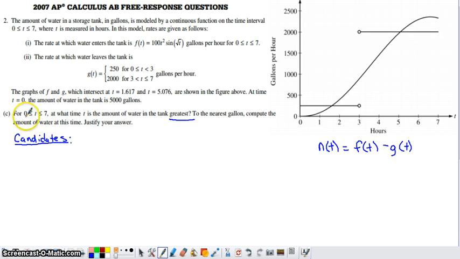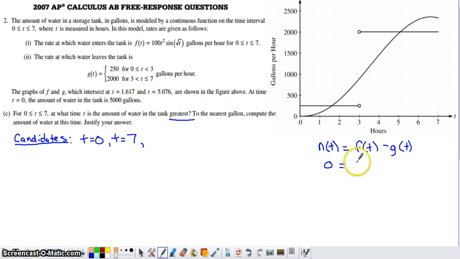We do have endpoints of an interval here. We're supposed to be concerned with the interval from 0 to 7, so our endpoints would be t equals 0 and t equals 7. Maybe the water level is greatest at the beginning of this time frame, maybe it's greatest at the end of this time frame. Maybe it's greatest at some point when n of t, our net rate of change function, is equal to 0.